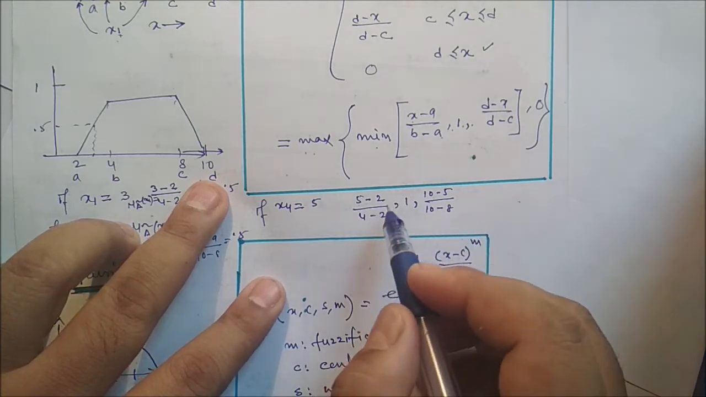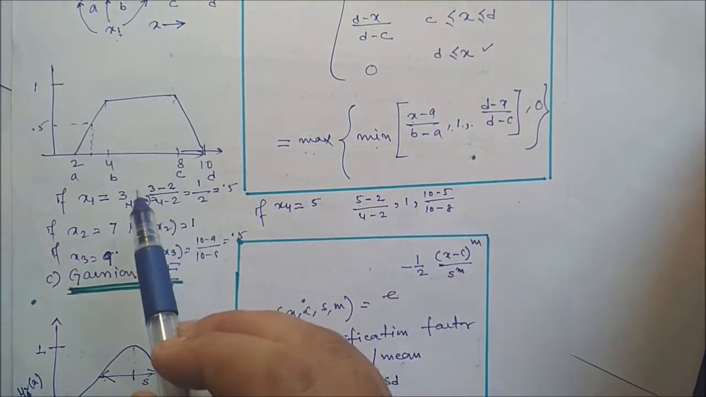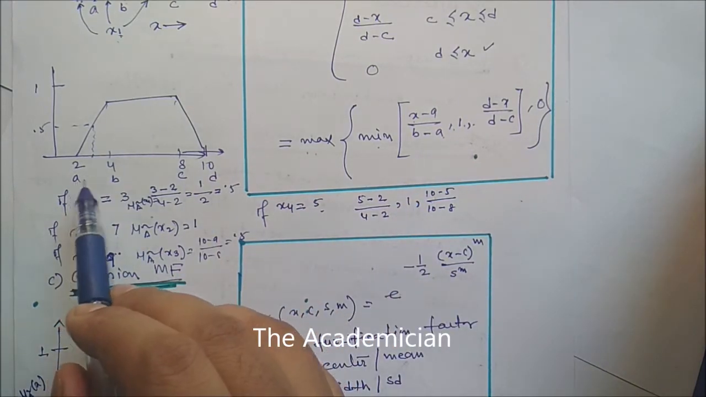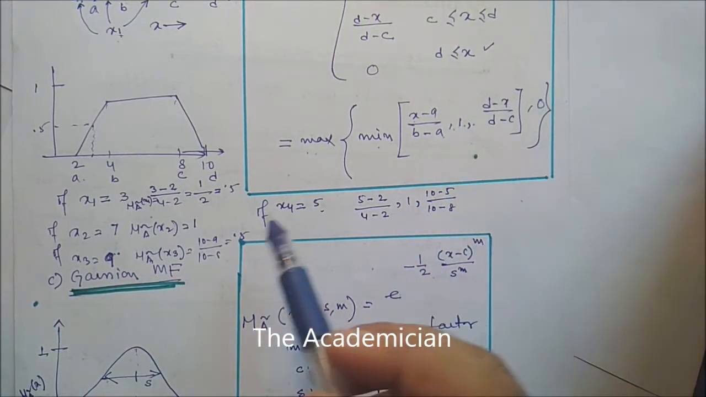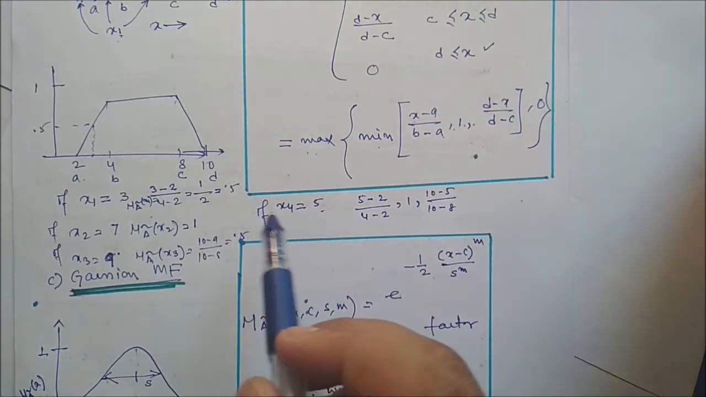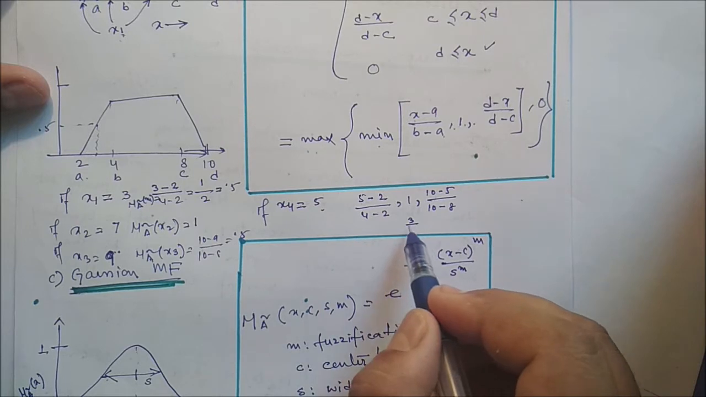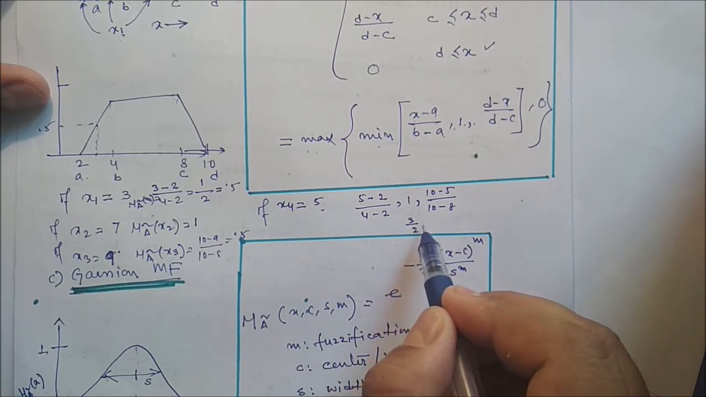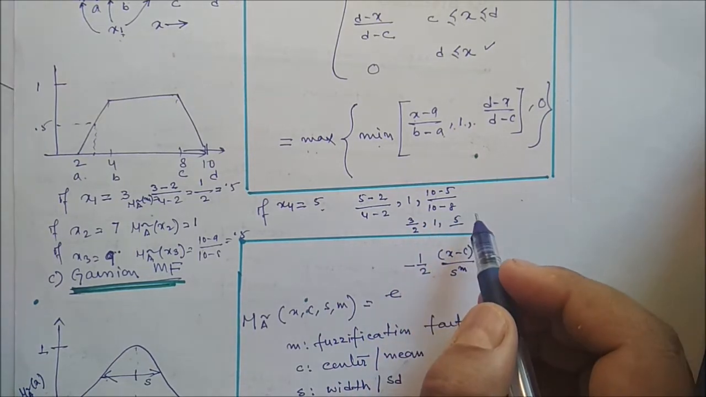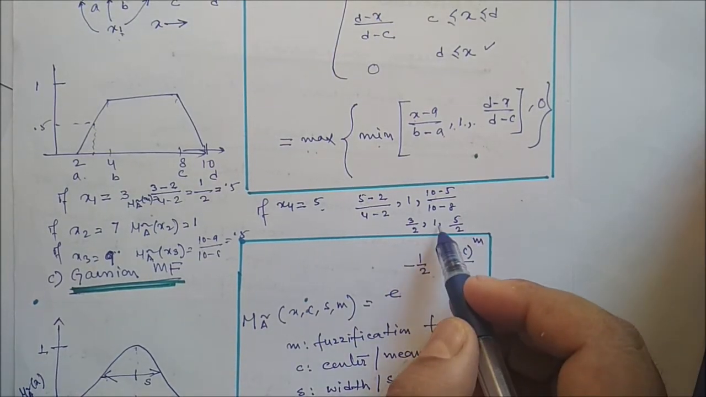Okay, so we have to take the minimum. So (x minus a) by (b minus a) is (5 minus 2) by (4 minus 2), and here it is 1, and then (d minus x) by (d minus c), where d is 10, so (10 minus 5) by (10 minus 8). If you solve it, 5 minus 2 is 3 and 4 minus 2 is 2, so it is 3 by 2, 1. And 10 minus 5 is 5 and 10 minus 8 is 2. So 3 by 2, comma 1, comma 5 by 2.